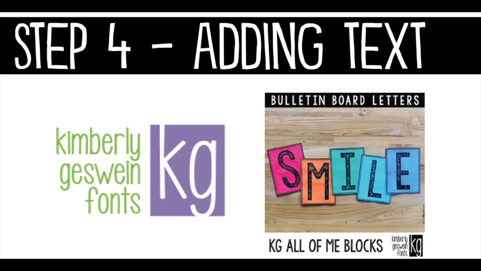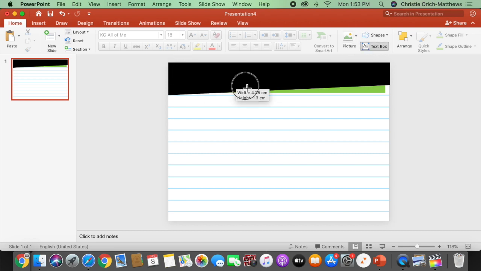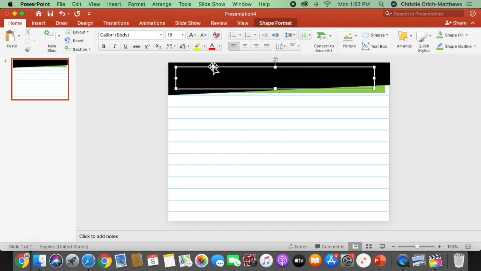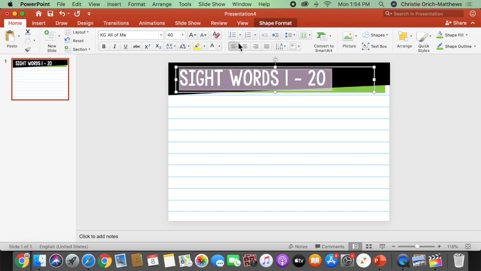Next, we're going to add a title. I like KG fonts and AG fonts. This one is KG All of Me. You can get Kimberly Geswein fonts, I hope I said that right, from dafont.com. And you can buy single licenses from TPT if you plan to sell your products.